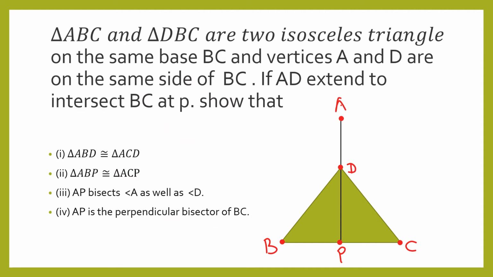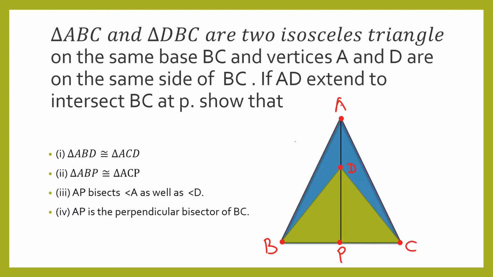Triangle ABC and triangle DBC are two isosceles triangles on the same base BC, and the vertices A and D are on the same side of BC as given in this figure. If AD extended intersects BC at point P, then show that triangle ABD is congruent to triangle ACD, which is marked by blue color.